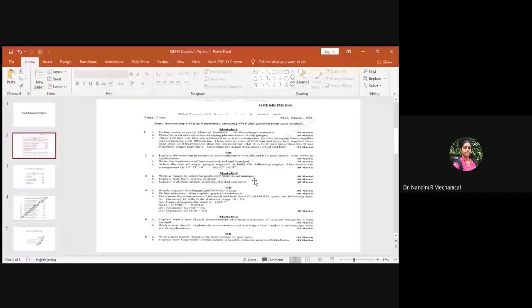So in the previous year paper, in module 2, they directly started by asking what is meant by interchangeability. So you have to explain. It is for 6 marks. What is meant by interchangeability and list out the advantages of interchangeability. So you should explain what you mean by interchangeability, why it is needed, what are its advantages, for 6 marks.